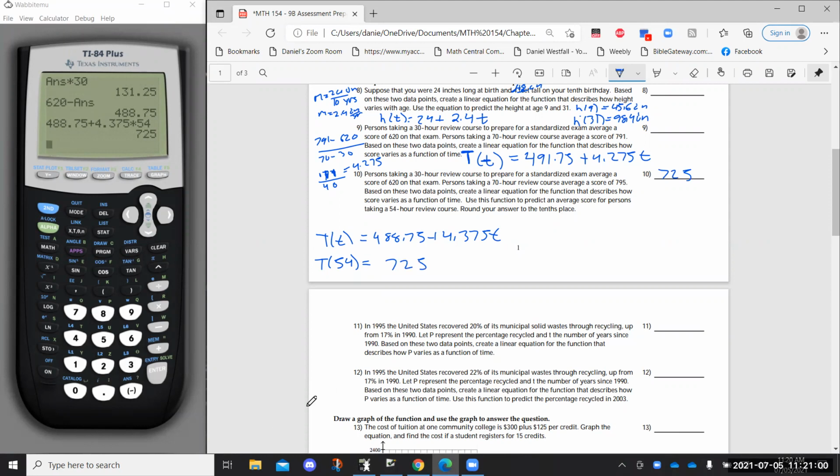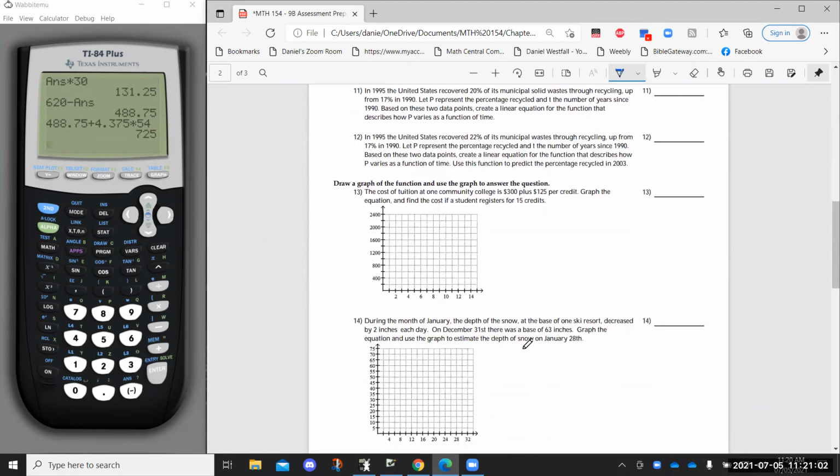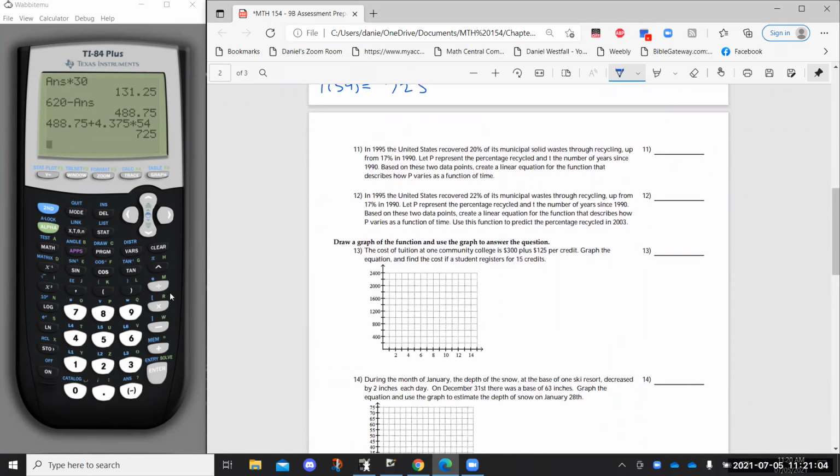On the exam. Getting close to being done. It may not feel like it. I know this one has a lot more calculations than some of the other ones we've done recently.